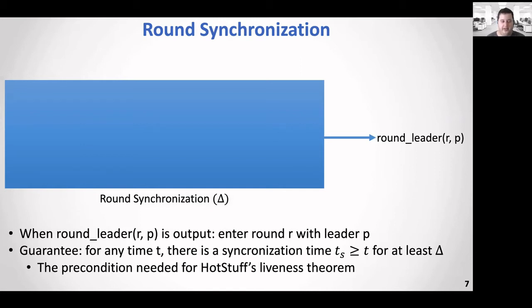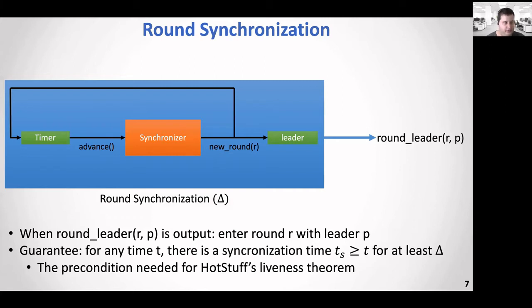Now, for simplicity, we divided this round synchronization module into three submodules. The first one is a synchronizer. It has a single output, new round, with an output R, and it signals to the process that it should enter round R. The leader submodule attaches to this new round R a process P, which will act as the leader for that round. The third submodule is a timer submodule, which paces the time after which the synchronizer tries to enter a new round, so that it doesn't try to enter a new round too quickly. The timer depends on this parameter delta to make sure that each synchronization event will last at least delta time.